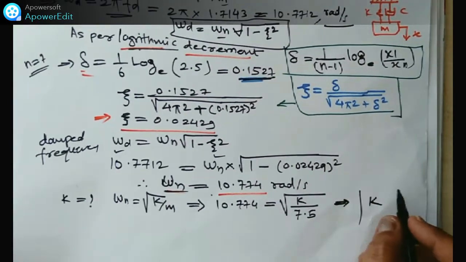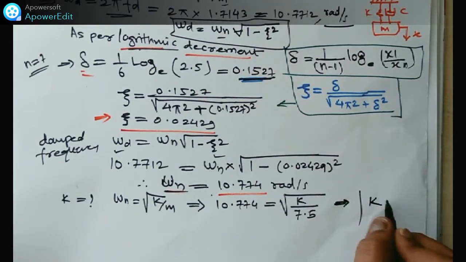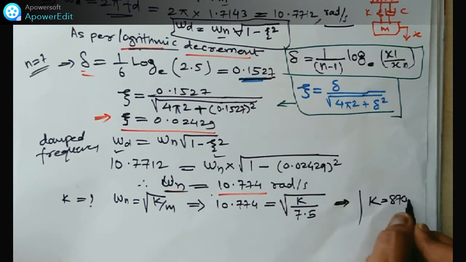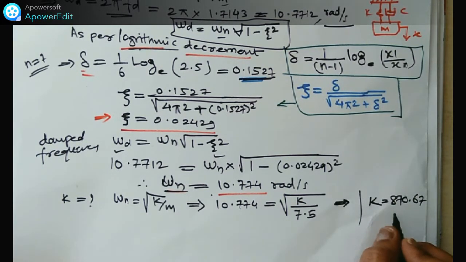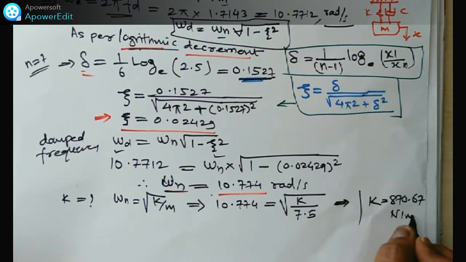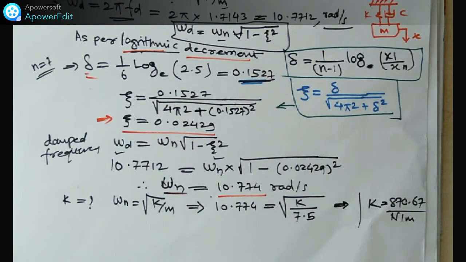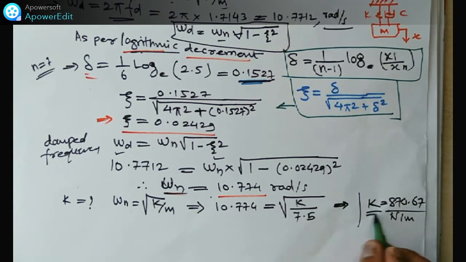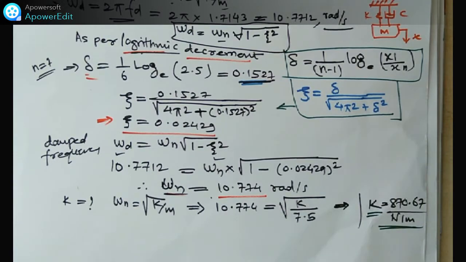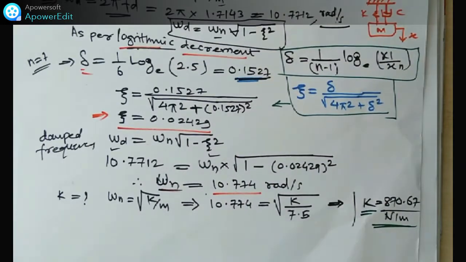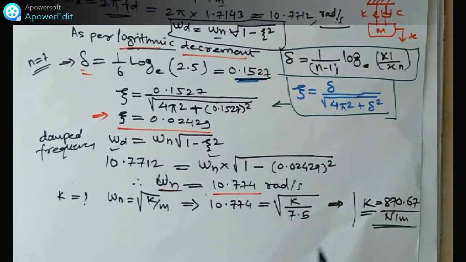870.67, and the unit is Newton per meter. Okay, so this is your value of k. We obtained the value of k. Friend, this one term we had to find out, this k, we just solved and got the value.